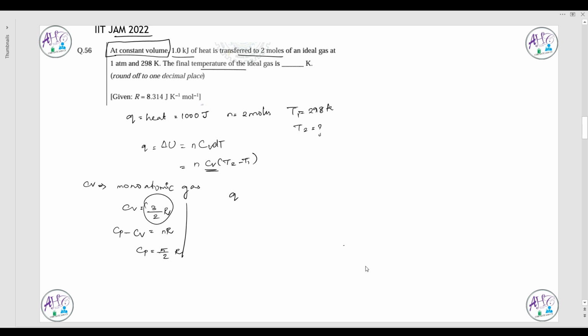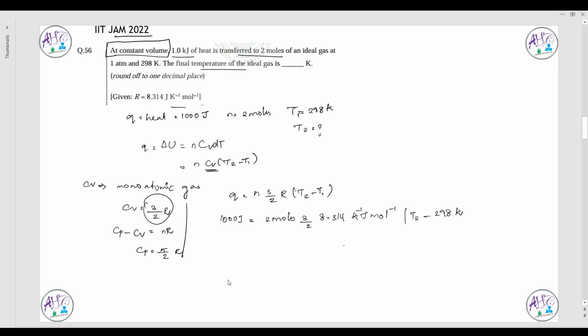So if you substitute, this is going to be n times 3 by 2 R (T2 minus T1). Substituting the values, this is going to be 1000 joules, n is going to be 2 moles, 3 by 2, 8.314 joule Kelvin inverse mole inverse, and then temperature T2 minus 298 Kelvin.